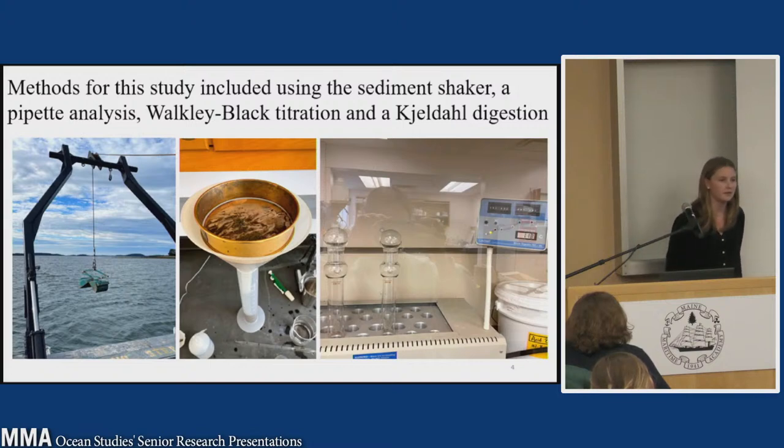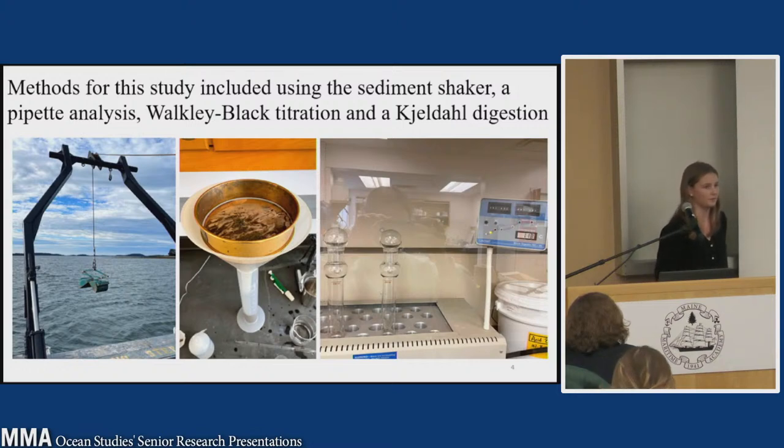Once I had my grain sizes, I used a Walkley-Black titration to measure the carbon content in the sediments. In the titration, carbon is oxidized in proportion to the amount of potassium dichromate reduced. The methods that I used, following a paper written by Nilo in 2019, give an equation to be able to calculate the carbon.